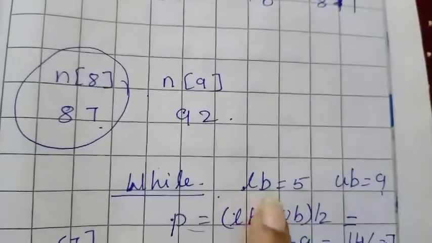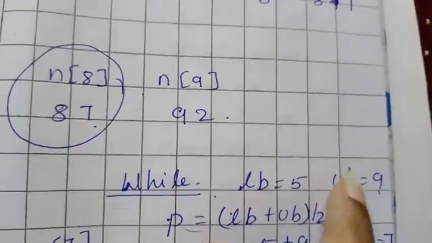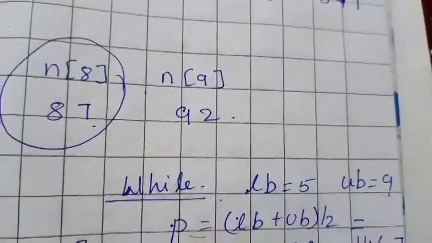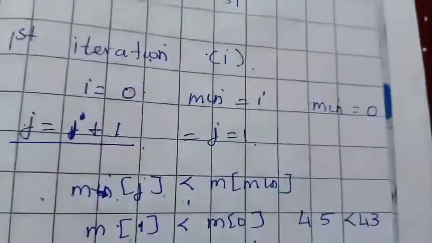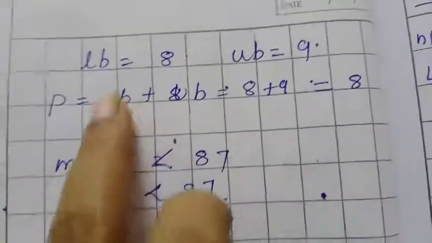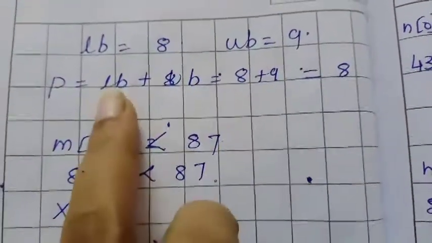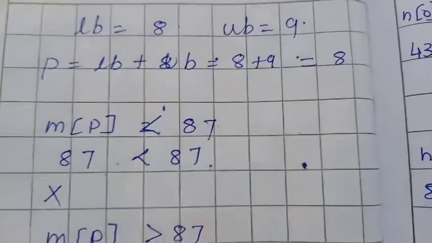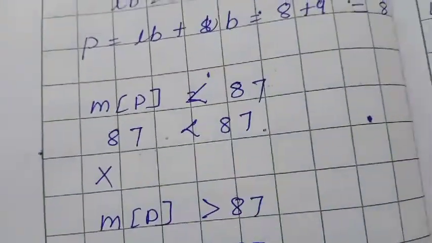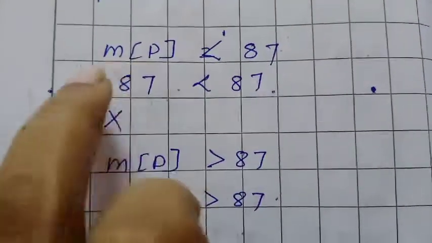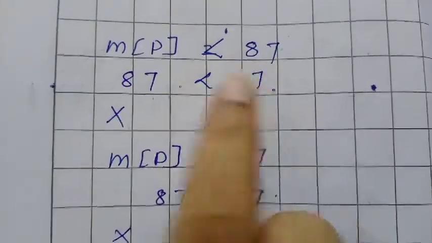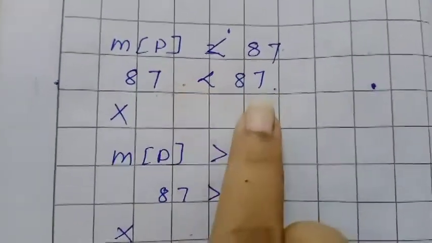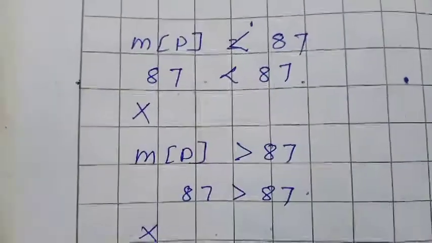Again it's going to check in the while loop, 8 is less than or equal to 9. So again it will enter into your loop. So 8 plus 9 is equal to 17. See here, LB is equal to 8, UB is equal to 9. It is going to be your 17, and 17 divided by 2 is, I am taking it as 8. So m of p, that is m of 8, is 87. It is checking whether 87 is less than 87. No. So it is coming out of that condition.